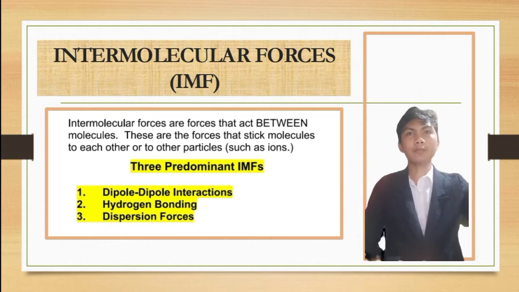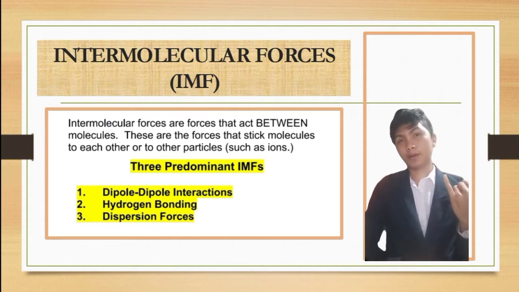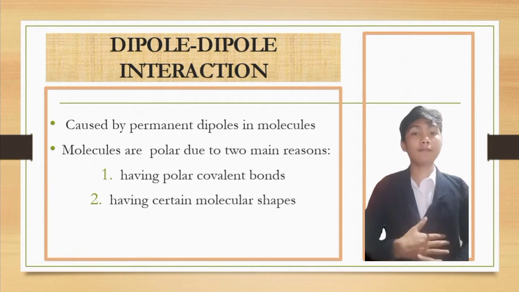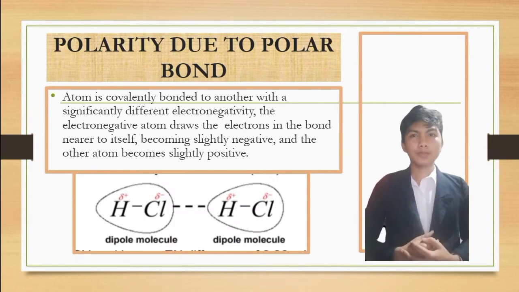These are the forces that hold molecules together or bind them to other particles such as ions. There are three predominant intermolecular forces. First is the dipole-dipole interaction, then hydrogen bonding, and the dispersion forces. Molecules are polar for two reasons: having polar covalent bonds and having a certain molecular shape. Polarity due to polar bonds.